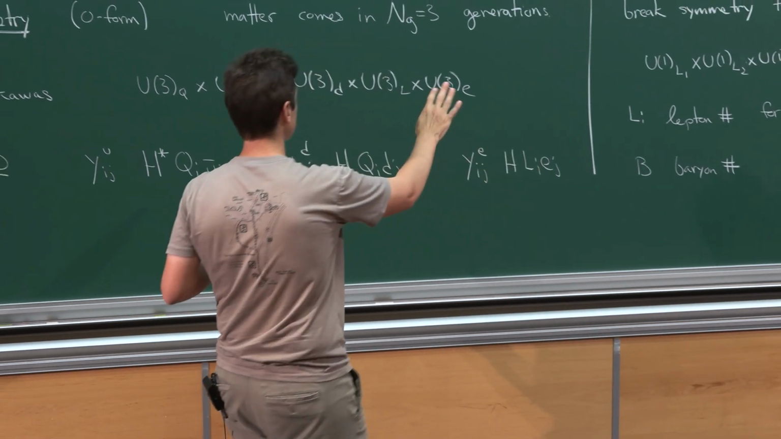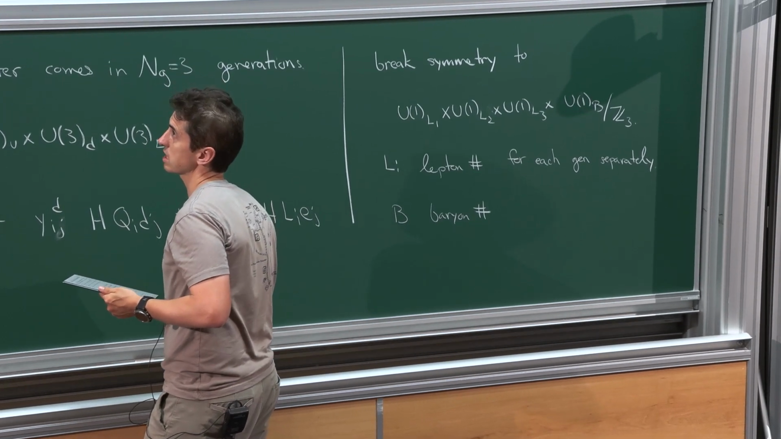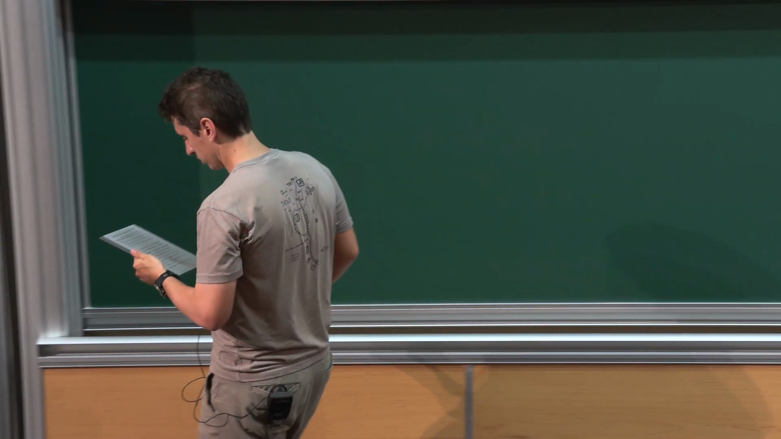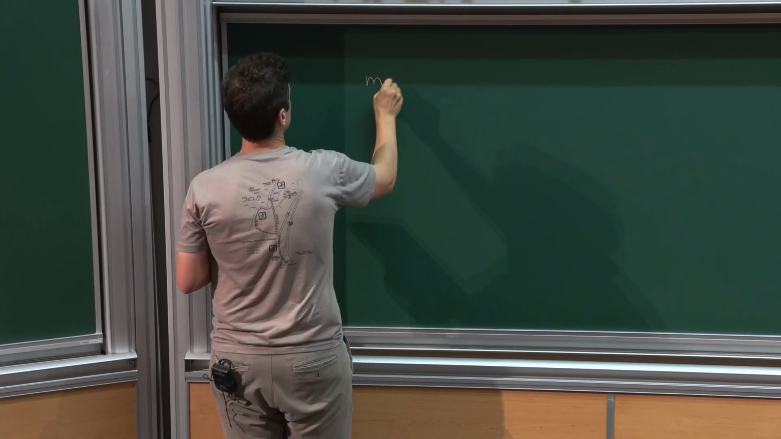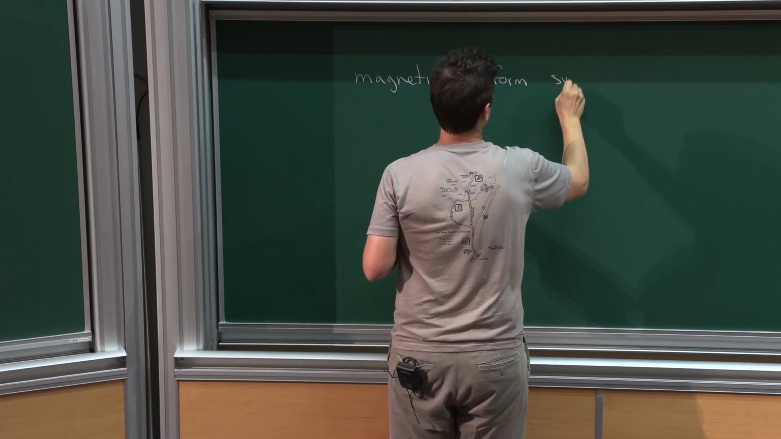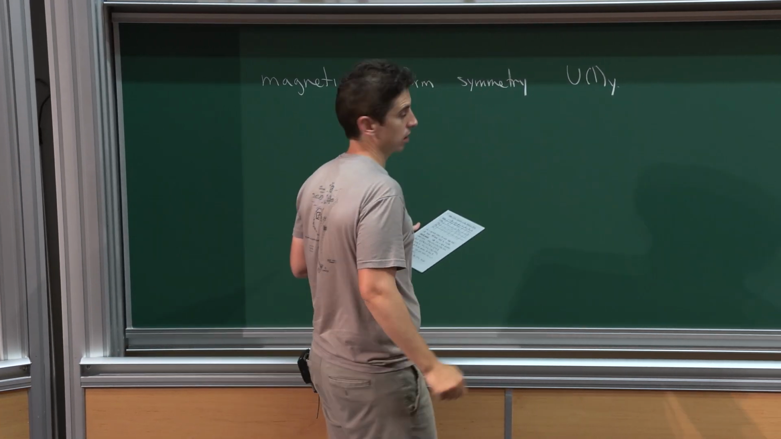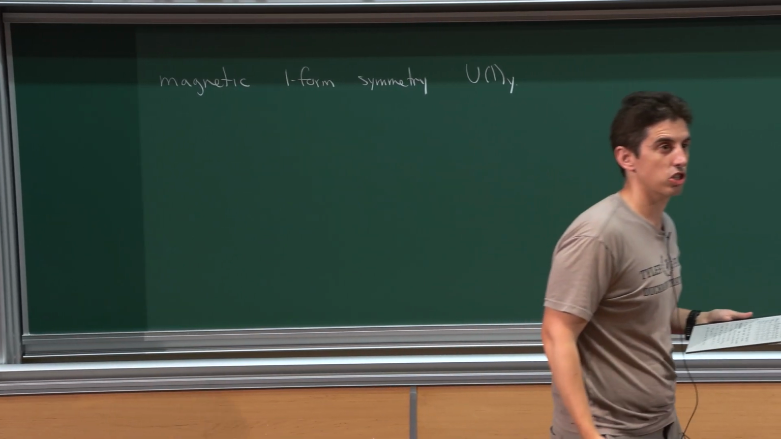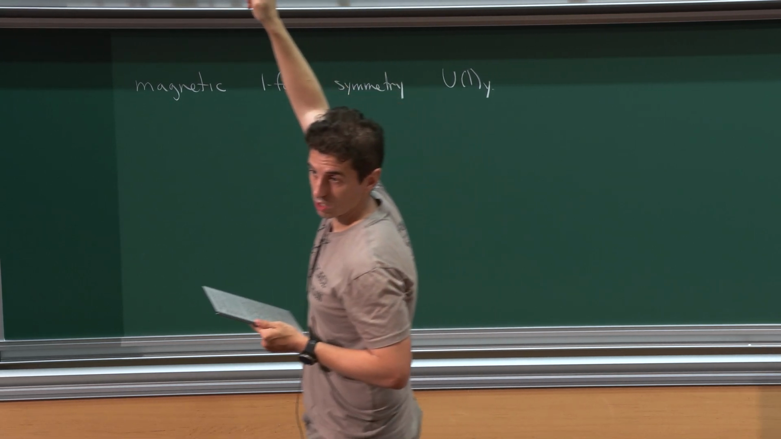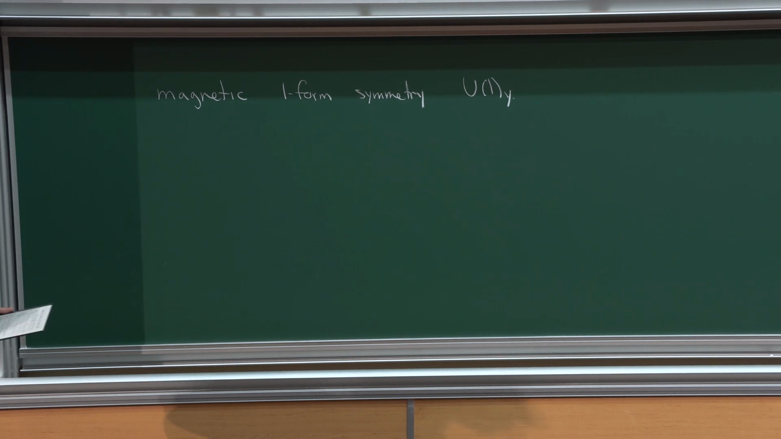Okay. Good. So this is the symmetry at the classical level, at least. And now there's also a magnetic one-form symmetry from this dynamical gauge field, U(1)_Y. Right? There are no magnetically charged dynamical particles in the standard model. There are electric charges under U(1)_Y with minimal quantum. So there's no electric one-form symmetry. But there is a magnetic one-form symmetry, a continuous one.